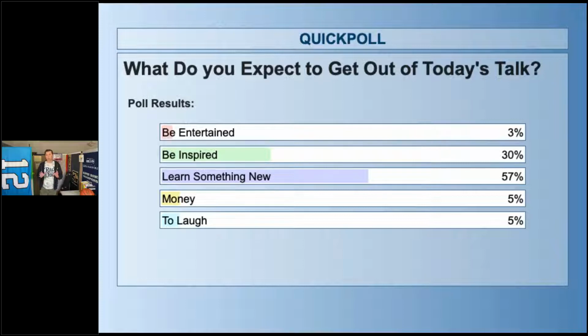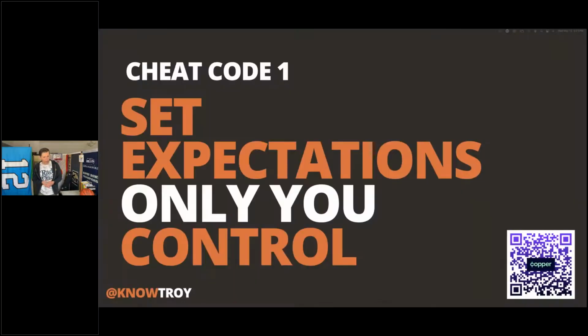And again, the difference between expectation and wants: a want is a desire or a wish for something. I really want her to like me. I really do. An expectation is you know it's going to happen. You know it's going to happen. Cheat code number 1, as you can see on the slide: setting expectations only you can control.